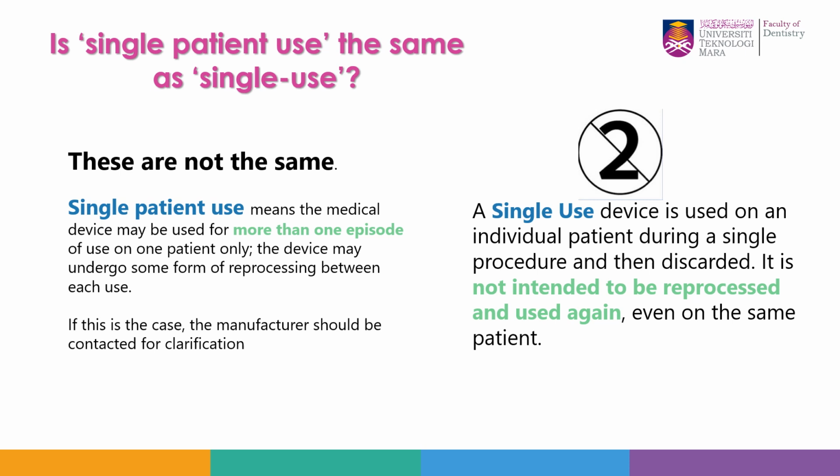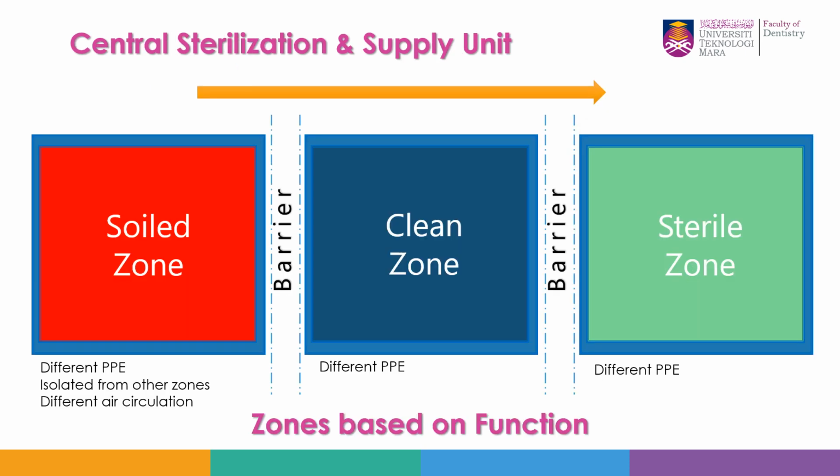All right. For the single use device, as you can see the symbol up there, it is used on the individual patient during a single procedure and then discarded. It is not intended to be reprocessed and used again, even on the same patient. For example, the needles and the syringe that we use to take blood, we cannot use more than once. So that is a single use item.